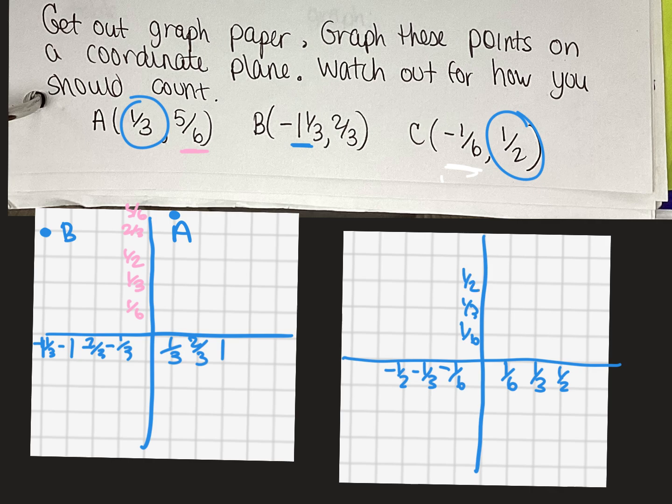So now I'm ready to do left 1/6 up to a half. And I think I'll pick a different color. Can't really see the purple. There we go. And label it C. That was really hard because we had to count by super funky things. Most of the time you can just count by ones.